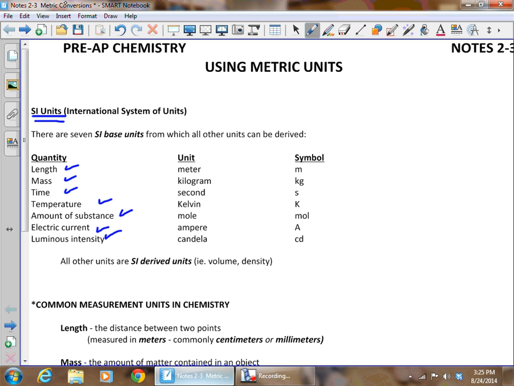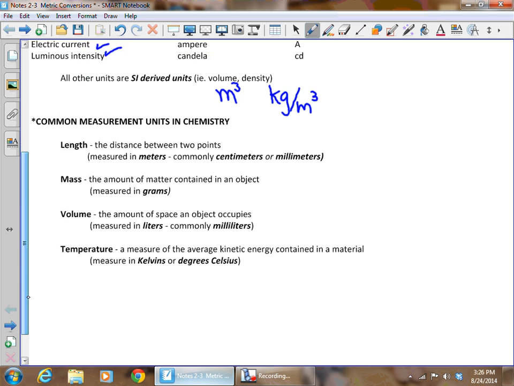Volume using SI base units would be measured in meters cubed. Density, for instance, in SI base units would be measured in kilograms per meter cubed. Now, those aren't in chemistry the units we normally measure those quantities in, but they are the SI base units. So what are the common measurement units in chemistry?